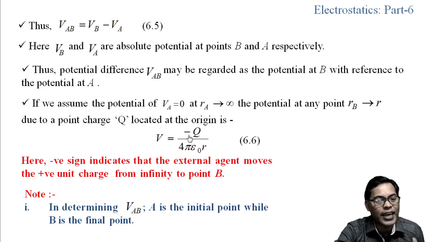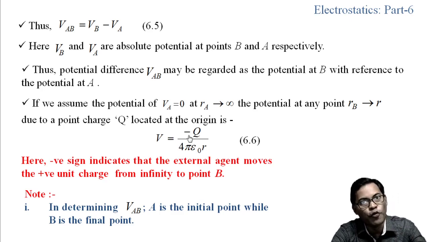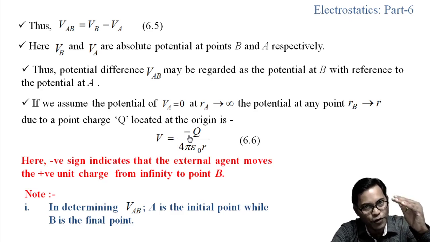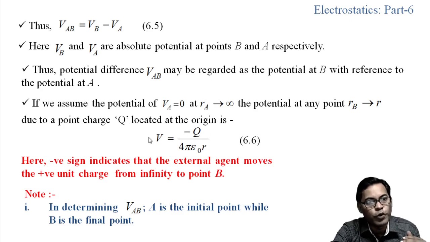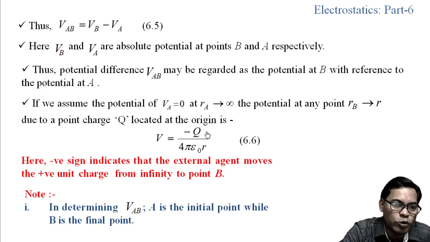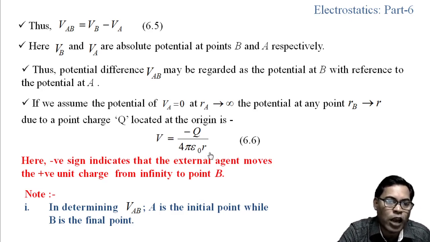Here the negative sign again says that we are applying an external force to move the plus q charge, or the unit charge, from infinity to the point where we want to find out the potential V. So here V equals Q by 4 pi epsilon naught R. So here you can see that V is dependent on only the radial distance R.